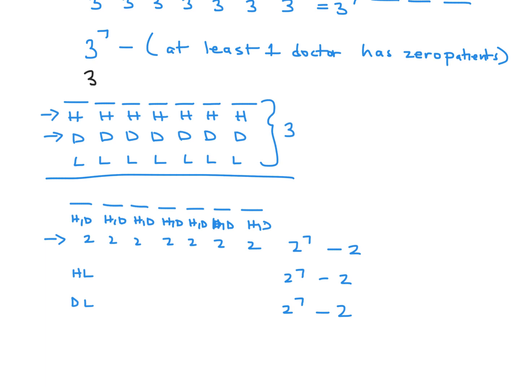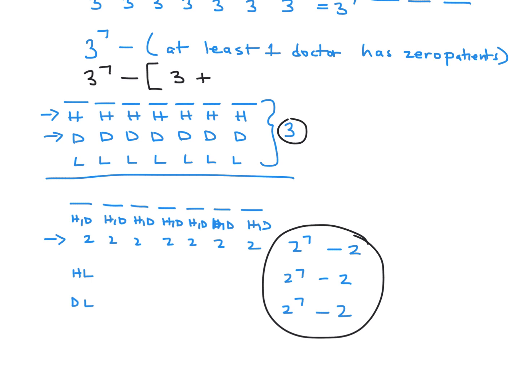So this would be 3 to the power 7 minus these scenarios. So this 3 plus these: 2 to the power of 7 minus 2, and then there's 3 of them. Yeah, I think that's it. 3 to the power of 7, which is the total, minus those 3. And then 2 to the power of 7 minus 2, and there's 3 of them.